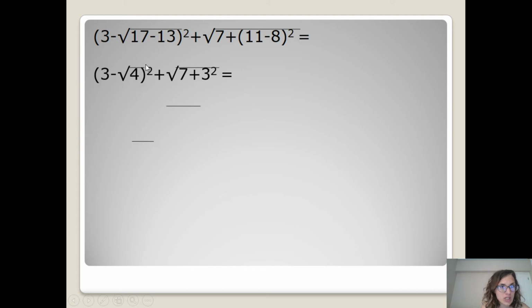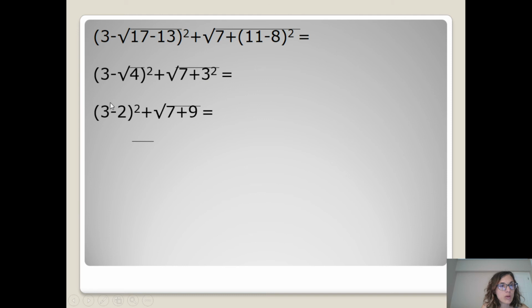Now let's continue. Inside the parenthesis we have a subtraction and we have a root. Which is the first thing we have to do? The root, so we have to do the square root of 4, which is 2. The 3 and the minus remain the same. And here, inside this root, we have an addition and a power. Which one goes first? The power. So that's the thing we have to operate first. 3 to the second is 9.